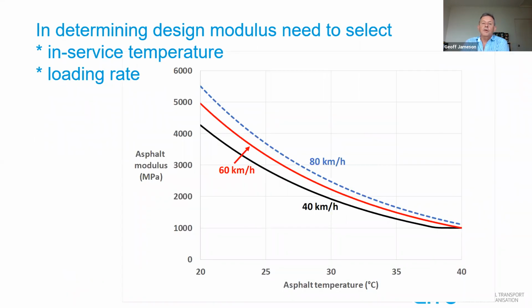So in determining a design modulus from those results, you need to consider what your in-service temperature would be for your project and also your rate of loading. You can see here that as the temperature increases, the modulus reduces, and also the higher the traffic speed, the higher the modulus. So in coming up with a design modulus, you need to determine the modulus at the appropriate in-service temperature and rate of loading.